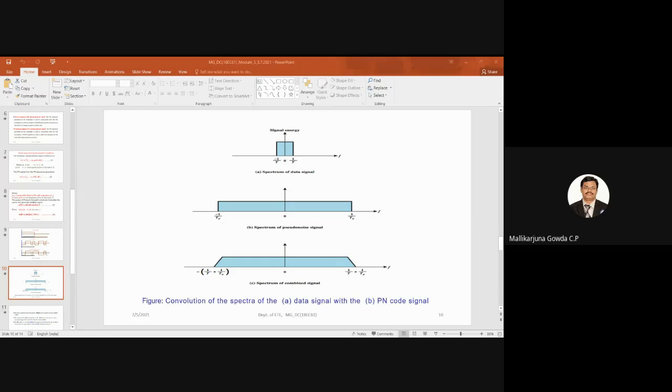Convolution of two signals: two rectangular pulses of different width, you will get the trapezoidal waveform. So that is what is shown here.